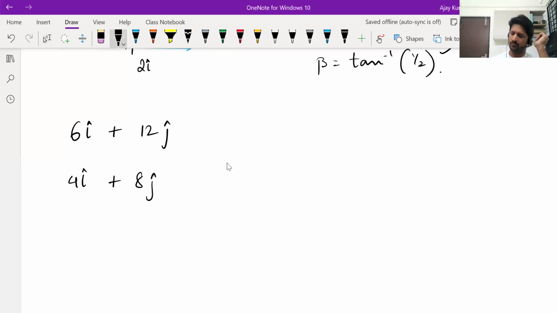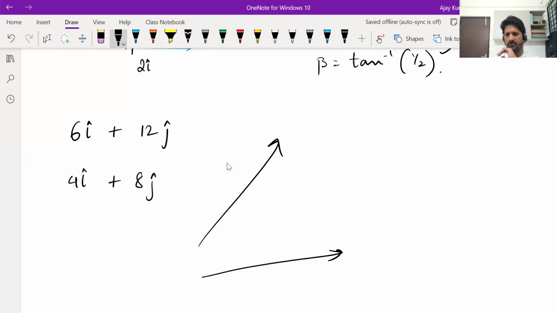But still, one could be like this and one could be like this, no? Pointing to the right, tilted upwards. How do you decide that they are exactly tilted at the same angle? What mathematics did you use? Just because the numbers are all positive doesn't mean they are parallel.